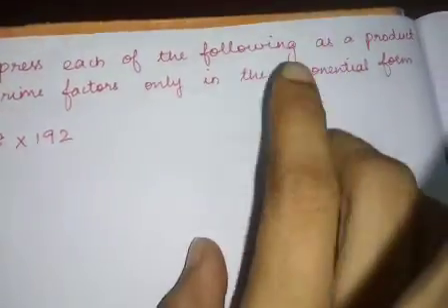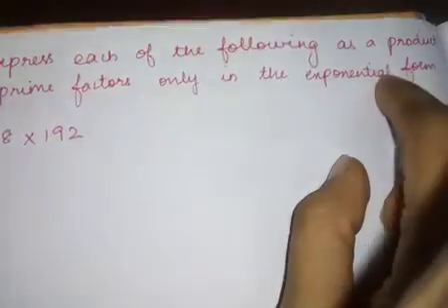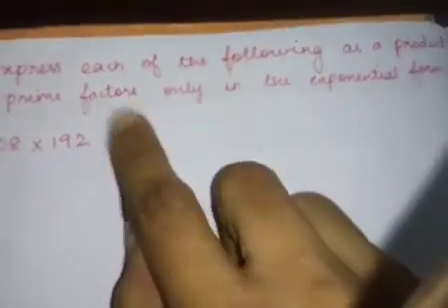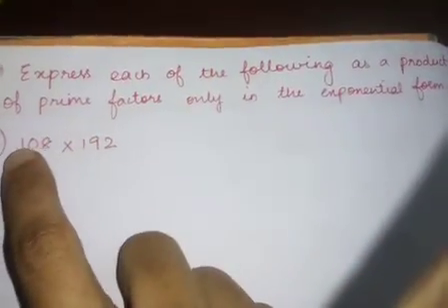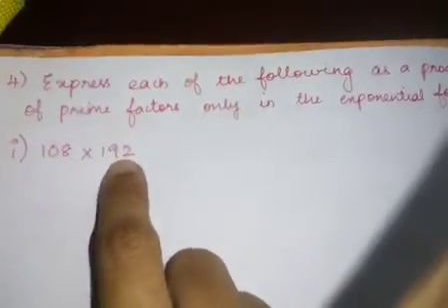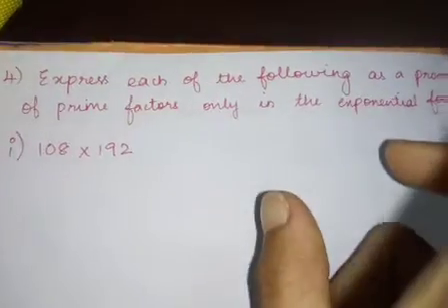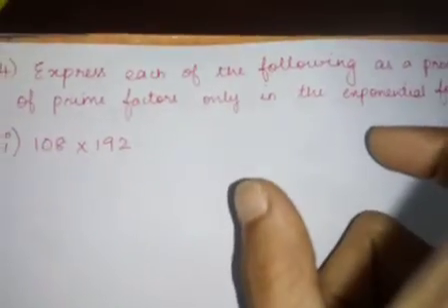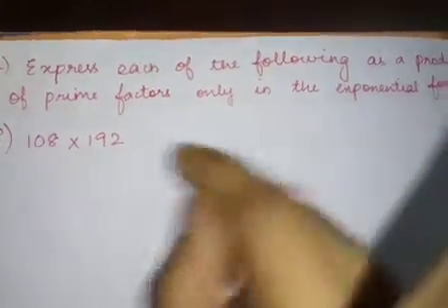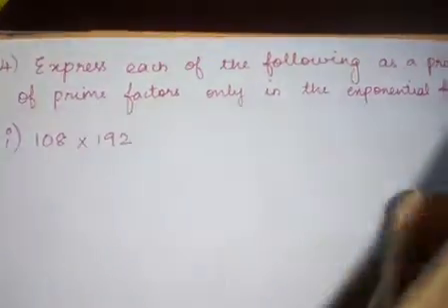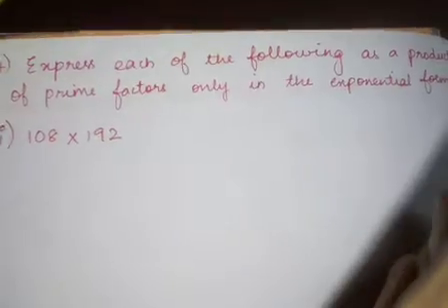This is your fourth problem. Okay, what is the question given? Express each of the following as a product of prime factors only in exponential form. We have to write this composite number as product of prime factors. How will you make it as product of prime factors? Using the prime factorization method. You will factorize both the values and write the numbers in exponential form.